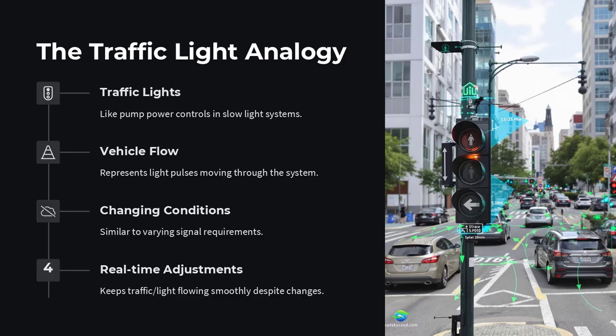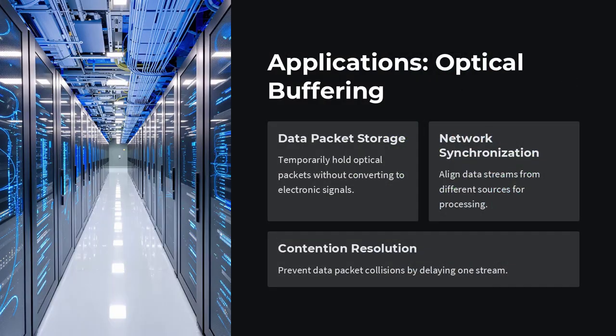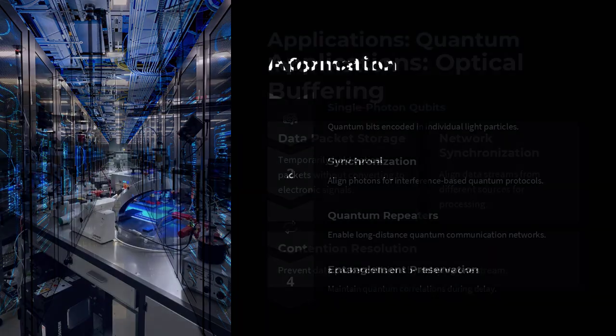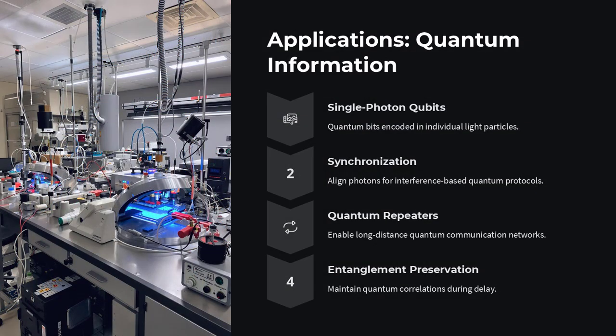Photonic crystal fibers. These are fibers with a periodic microstructured cross-section that allows extreme control over light propagation. By tailoring the dispersion characteristics, researchers can engineer waveguides where the group velocity is slowed by designing narrow-band resonances that cause light pulses to linger.